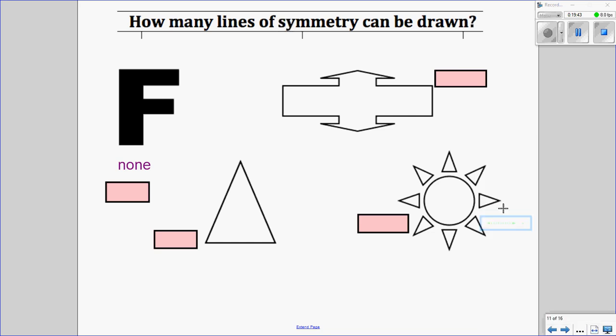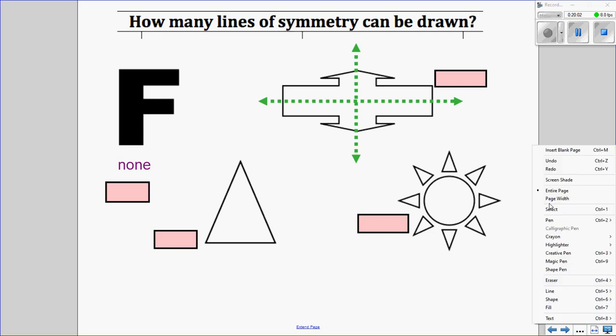For this one, now let me take my line. I'll use this. So I know that this arrow here, arrow up here, I could split it this way. So I'm going to do the best as I can. And then I can also bring it down the middle. Because if I fold this, it will be the same left and right, and then up and down. So that means there are 2 lines of symmetry.